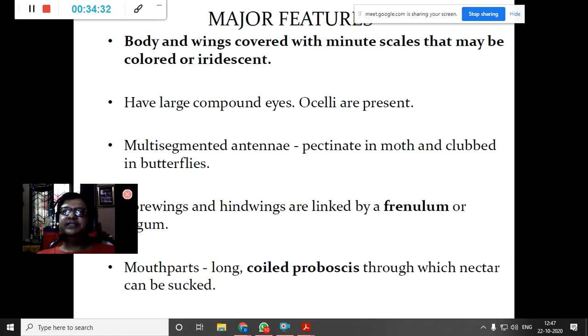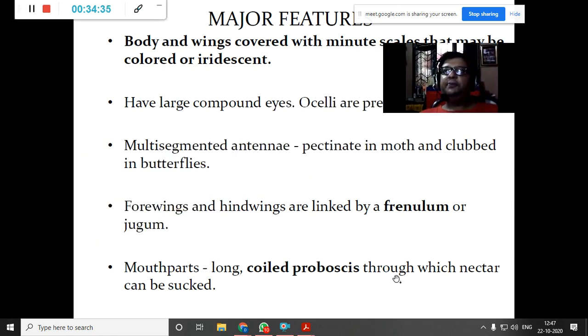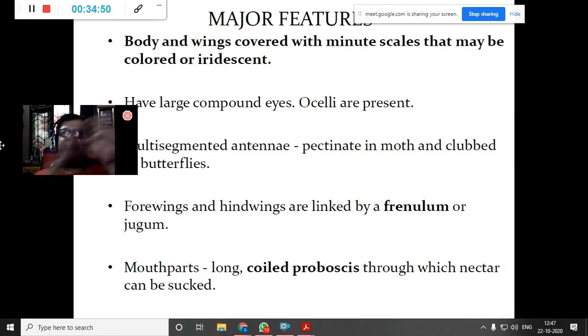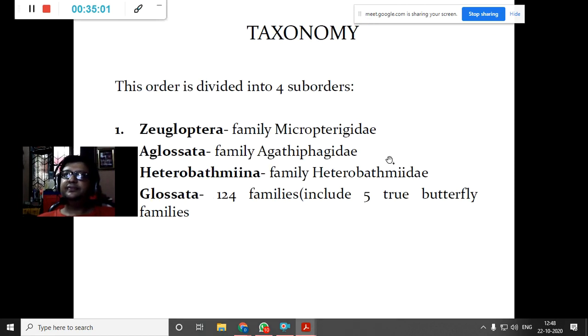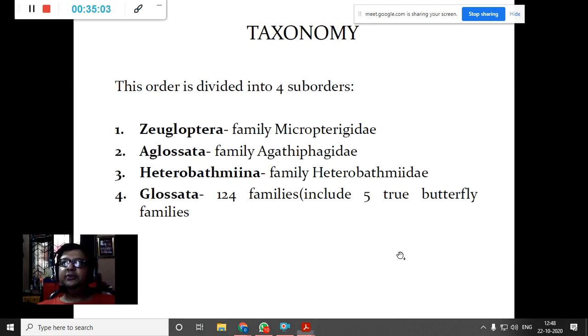Major features: coiled proboscis through which nectar can be sucked. Multi-segmented antenna. Forewings and hind wings are linked by a frenulum or jugum. Frenulum is just a light membrane which joins structures. Underneath your tongue, you find there is a membrane that is known as frenulum. Taxonomy, you don't need it.